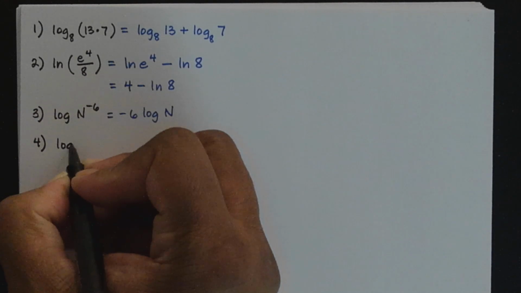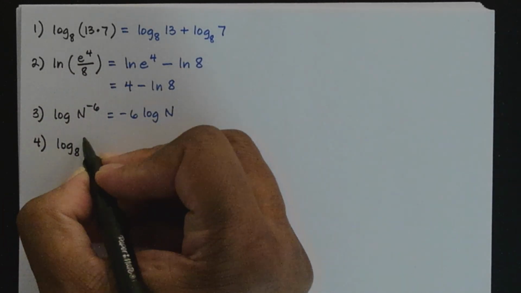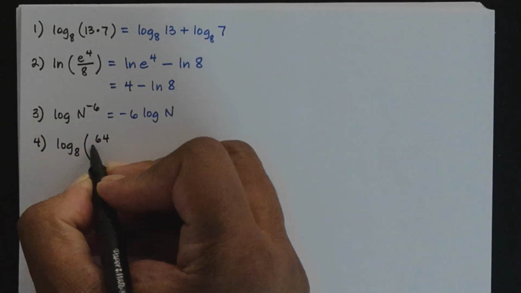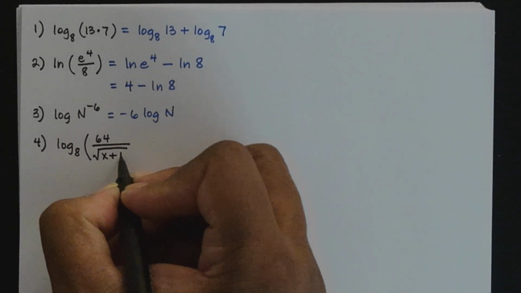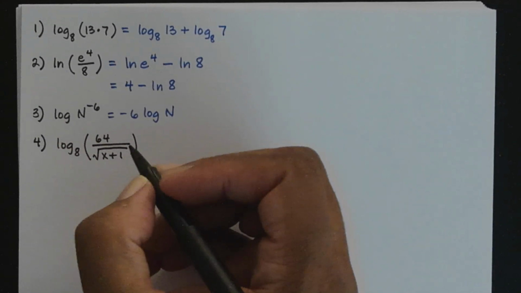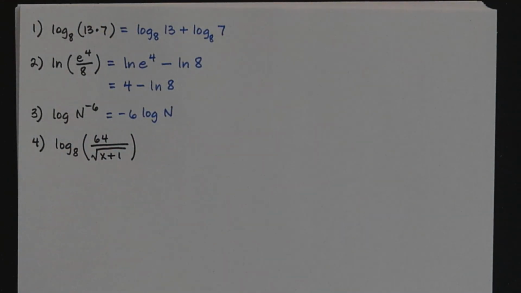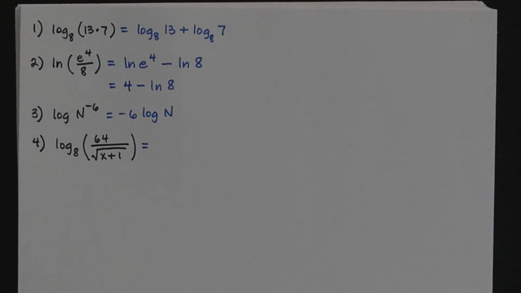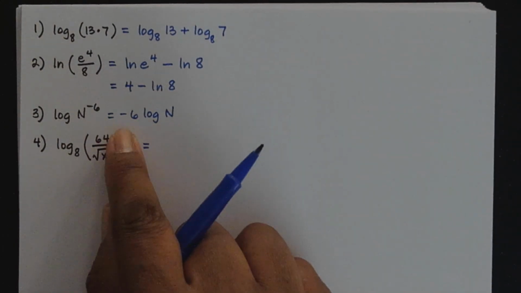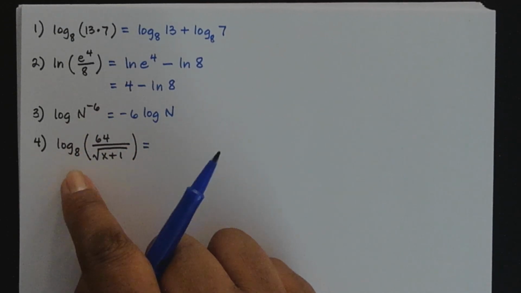Number 4, we got log to the base 8 of 64 divided by the square root of x plus 1. Okay, now we need to expand this as much as possible. So to begin with, what rule do I need to use here? Quotient rule. Because notice I have a numerator and a denominator. That means I have the log to the base 8 of the quotient.